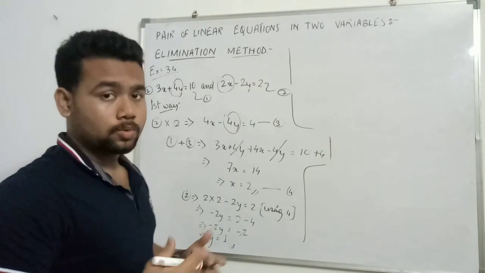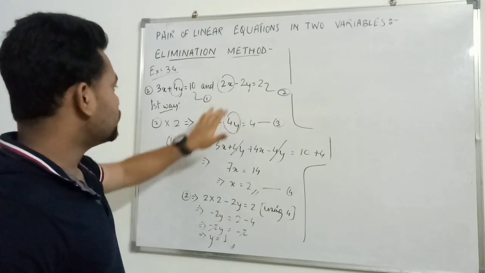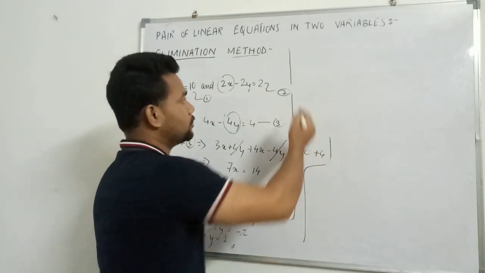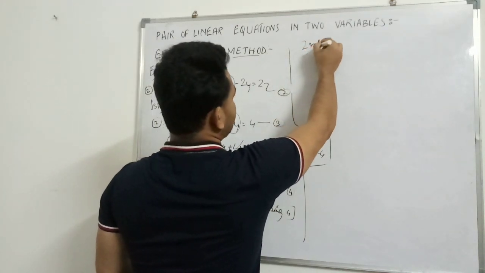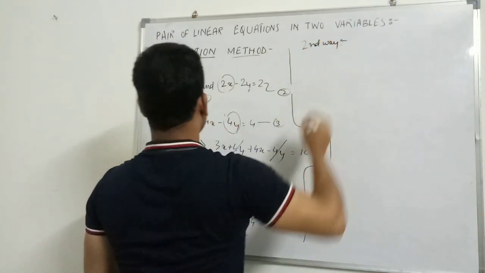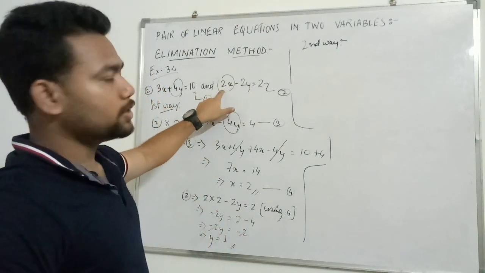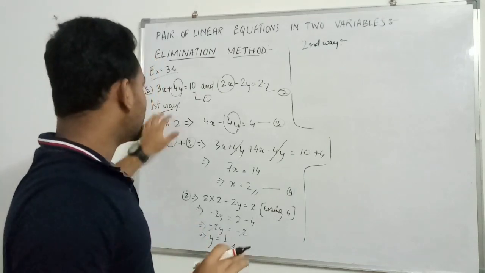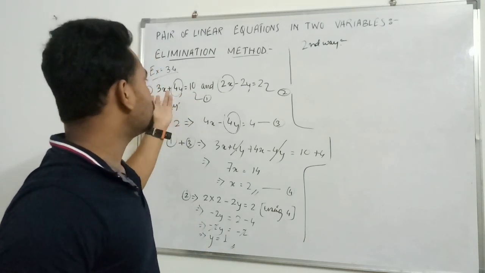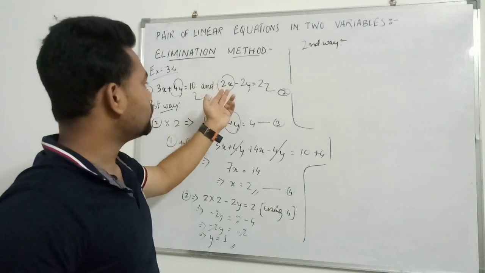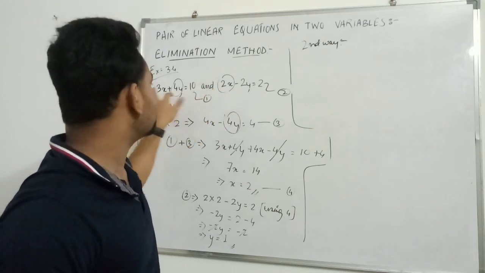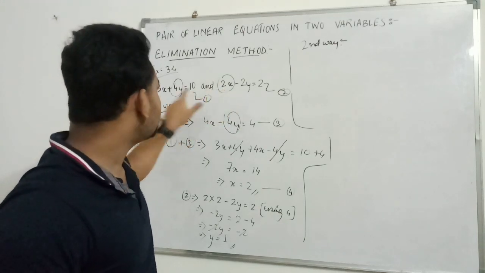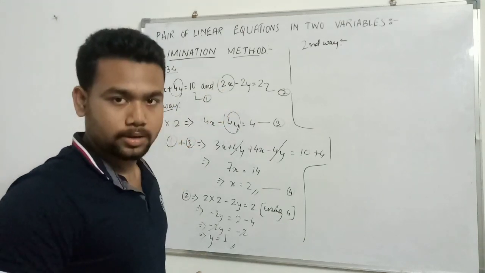So the alternate way is if you want to cancel x. Let's go for the second way. Second way is: the x coefficient is 2 here and the x coefficient is 3 there. The two are different, 2 and 3. By what number should we multiply this equation so that we get 3? No, you can't just find it out, because this is an odd number and this is an even and this is an odd, right?